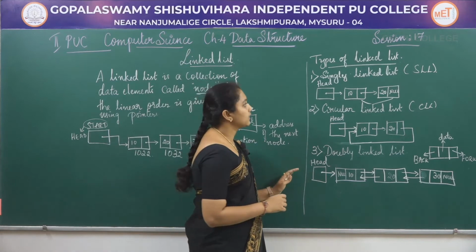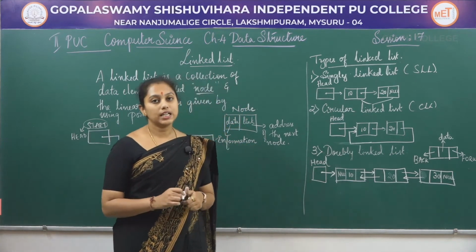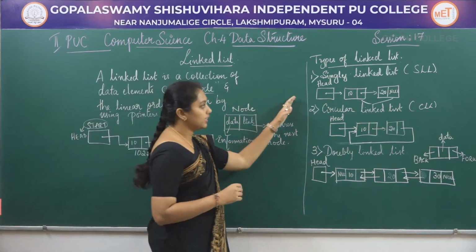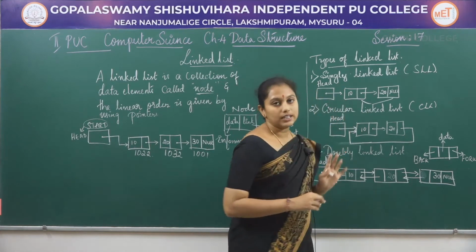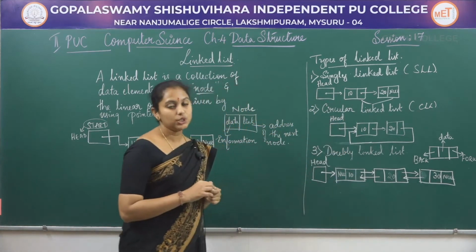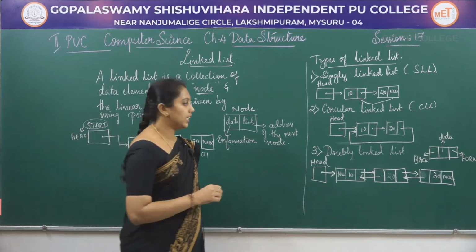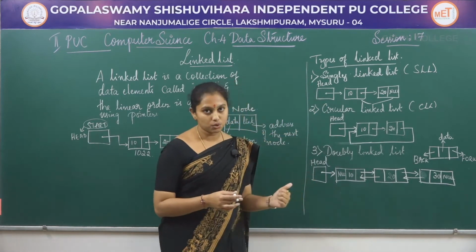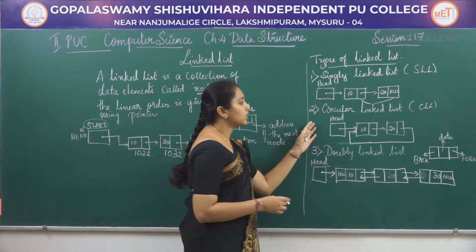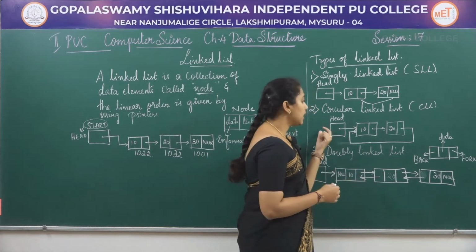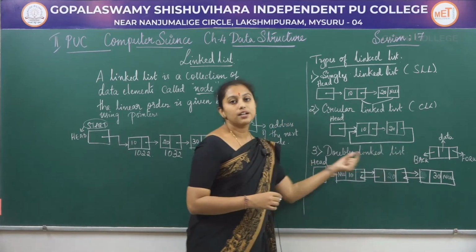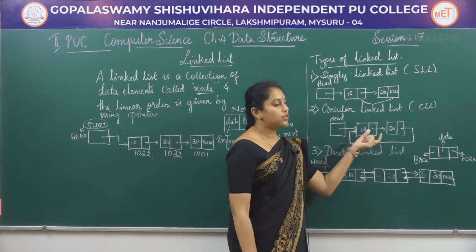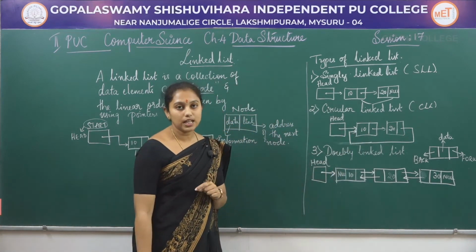The types of linked list are of three types: singly linked list, circular linked list, and doubly linked list. In a singly linked list, each node contains only one link field. In a singly linked list, we cannot access the previous node. To overcome that, we use the concept called circular linked list. In a circular linked list, the last node refers to the first node, so it contains the address of the first node of the linked list.